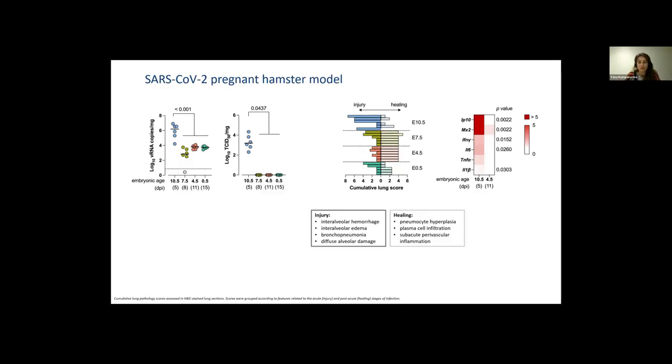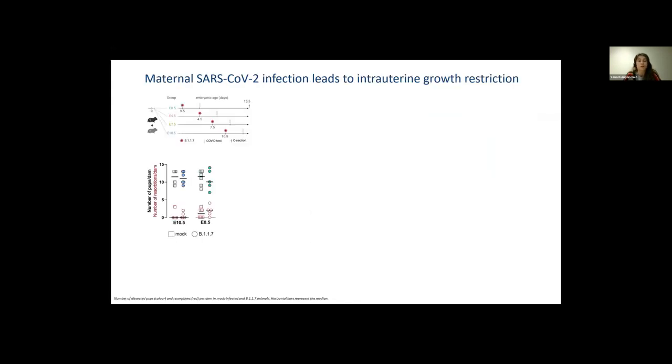So we see that in pregnancy, they lose weight, but they do recover. They have the virus, but they clear it out. Also, the lungs have quite some damage, but they heal themselves. But okay, so we see the pattern in the mother. What do we see in the fetuses?